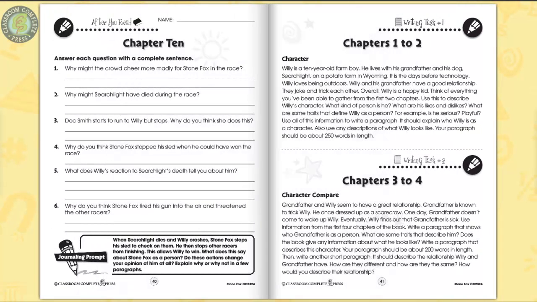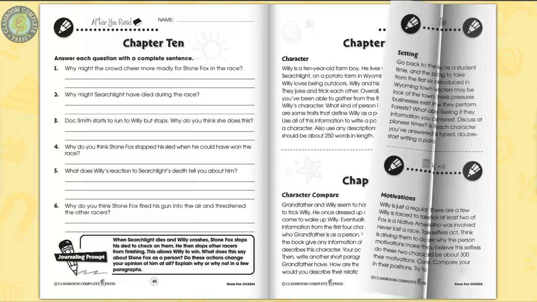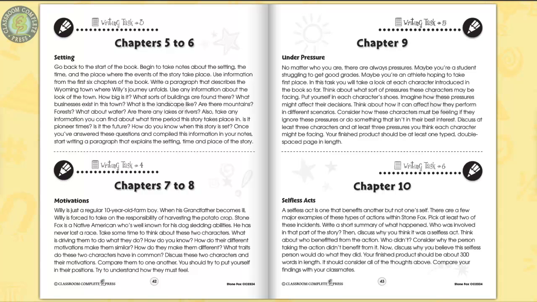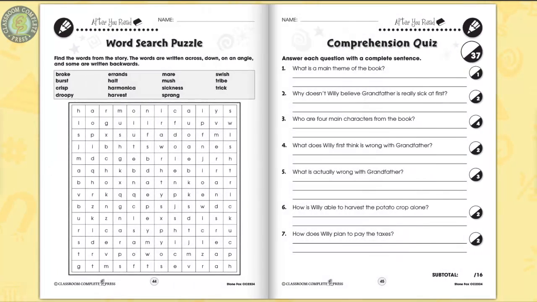6 additional writing tasks follow. Supplement an existing unit with in-depth writing tasks, such as exploring the concept of selfless acts and finding an example of it in the novel. A word search puzzle and comprehension quiz ends the unit.